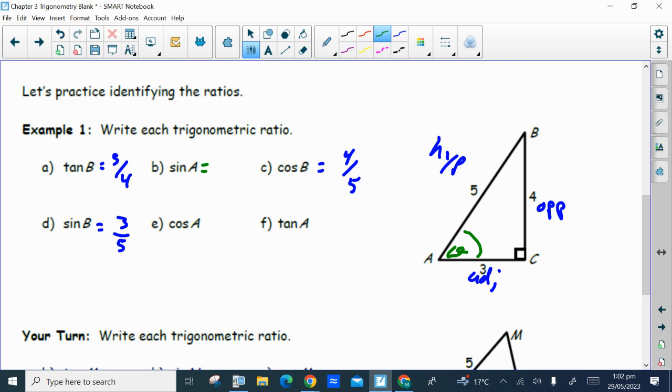The sine of A, the definition of sine is that it's opposite over hypotenuse. So from angle A, the opposite is 4 over the hypotenuse, which is 5.